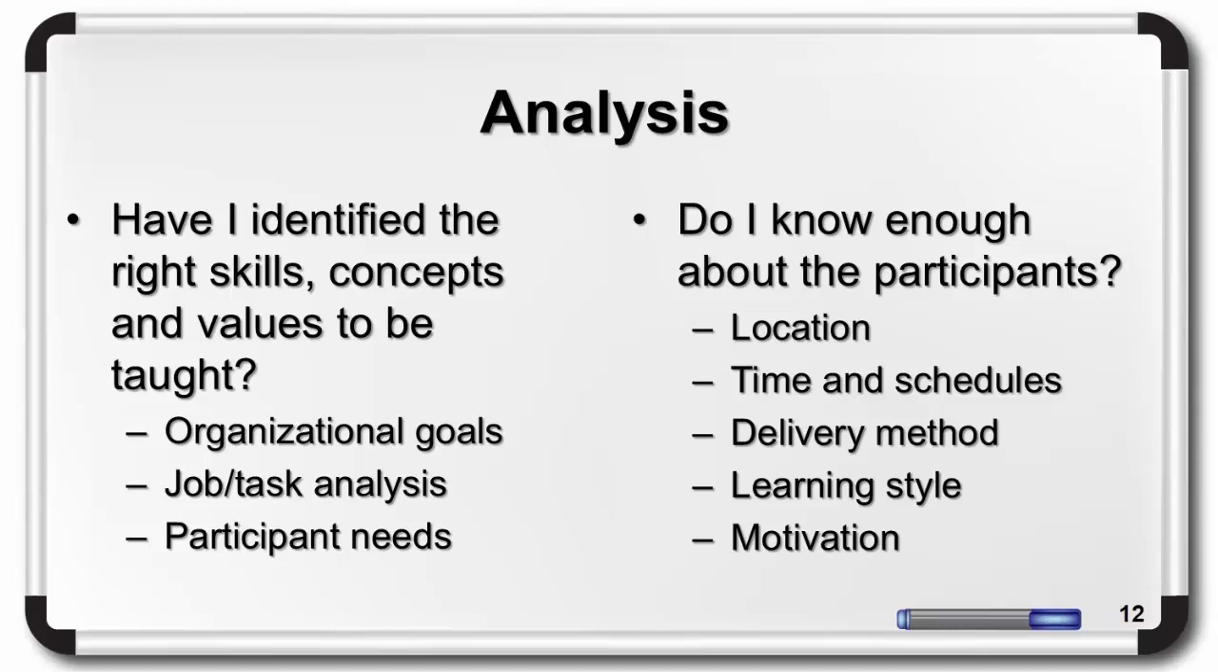First, we want to ask, have I identified the right skills, concepts, and values to be taught? For example, we need to make sure the skills, concepts, and values we select to teach are in line with the organization's goals, the jobs and tasks we are supposed to train, as well as the participants' needs. Second, we want to ask, do I know enough about my participants? For example, we need to know where they live, what their time preferences and schedules are like, what delivery methods best suit them, how they will learn, and what motivates them.